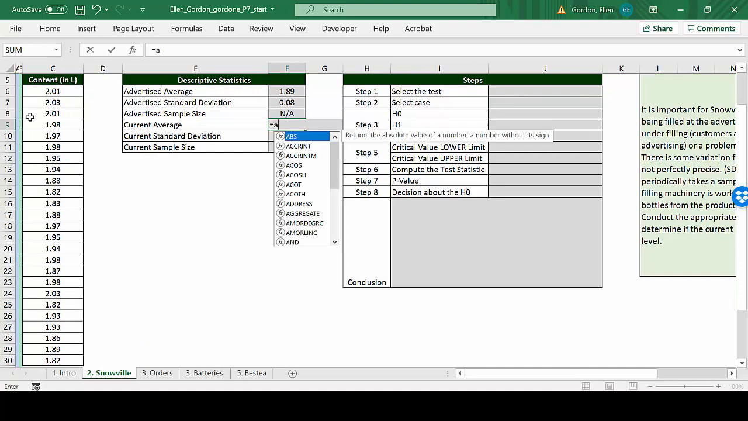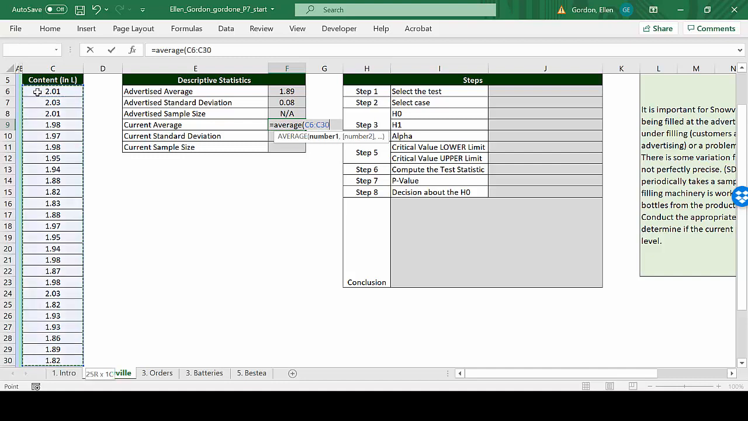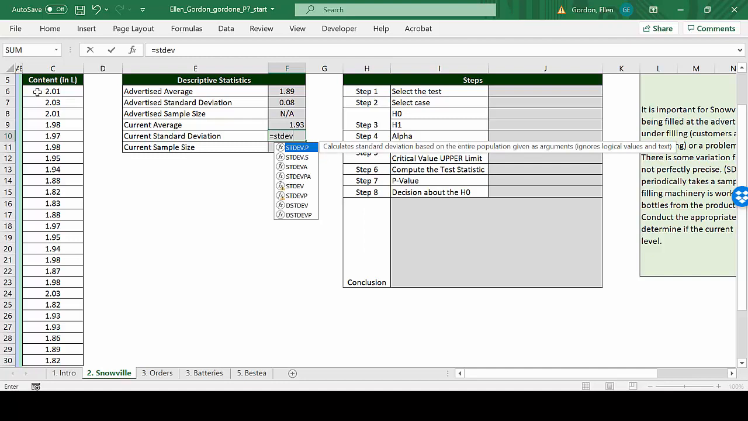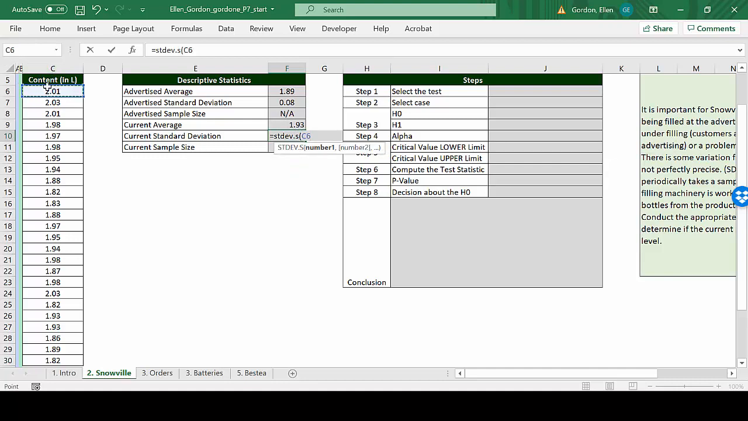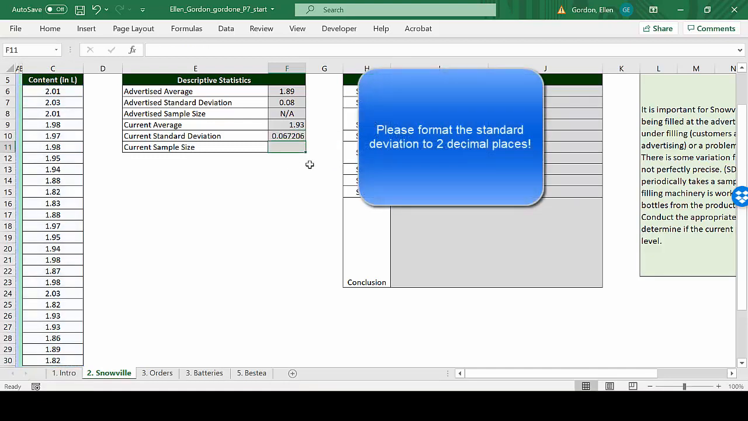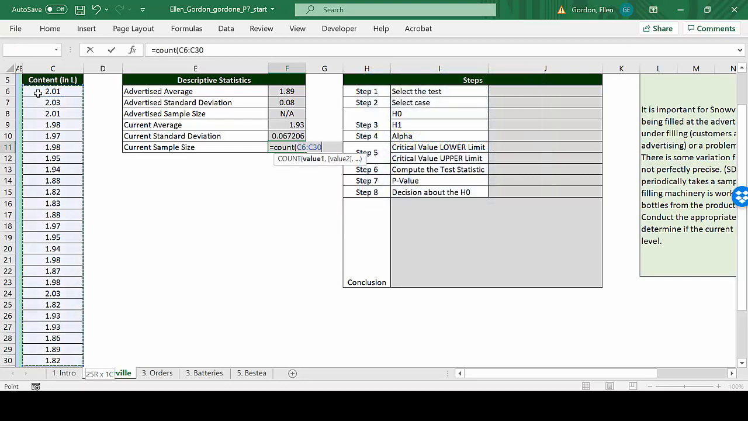So for the current average, we can compute that using the Excel function. The current standard deviation, we can also use the Excel function. Remember, for standard deviation, there's .p and .s, depending on whether you're working with sample or population data. We're going to use .s because we have sample data. We also want to determine the sample size. We know from the research description it's 25, but we can use the count function to verify that's how many data points we have.